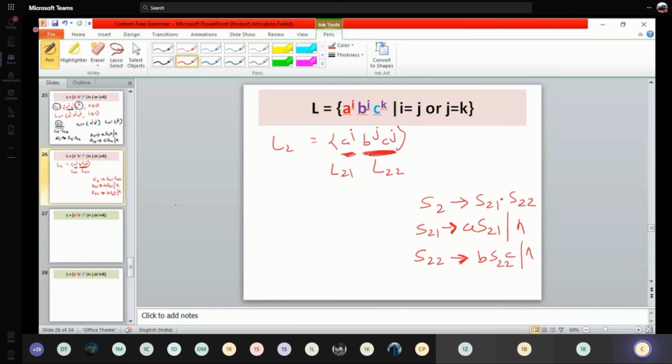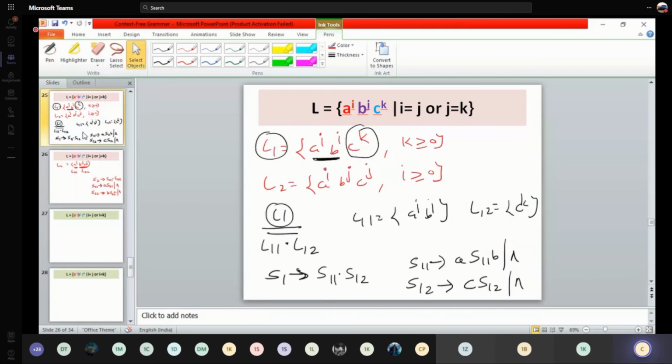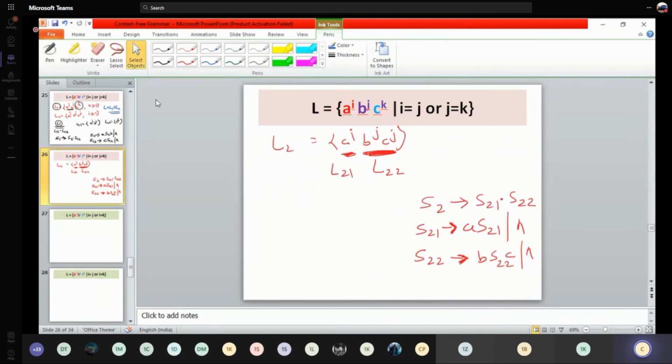Now this is for the L2 language, but our language is not L2, and our language is not L1, our actual language is the language L. L is nothing but a union of two different languages, L1 and L2. So to achieve the goal, we'll write one more rule, S, which is for the language L. It is a union of two different languages, S1 or S2.